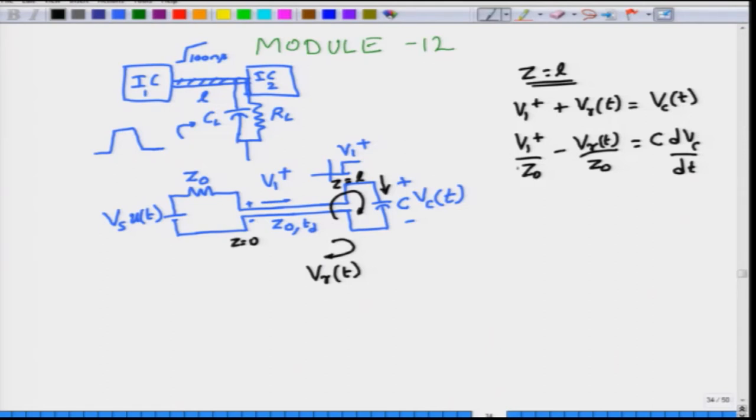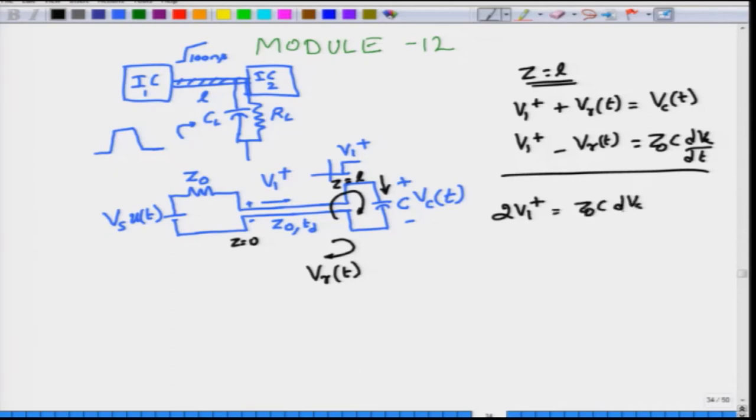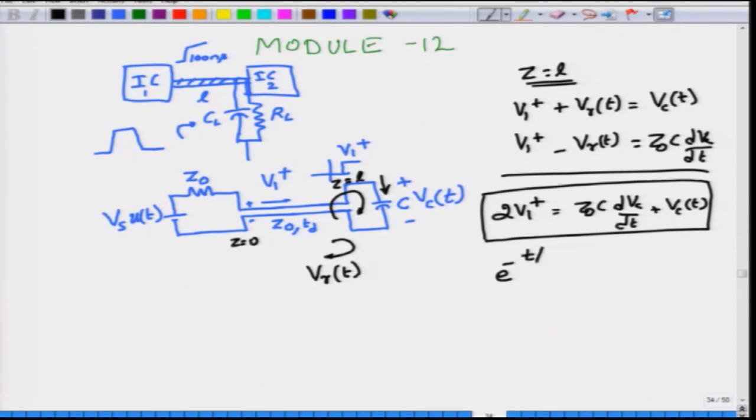Now you can multiply the second equation by Z naught throughout and eliminate here, and then rewrite the right hand side as Z naught C dVc by dt. Add these two equations together to get 2V1 plus is equal to Z naught C dVc by dt plus Vc of t. This is a simple first order differential equation whose solution you may have seen earlier. The homogeneous part of the solution will be proportional to e power minus t by tau, where tau is equal to Z naught C, that is the charging or the time constant of this circuit.